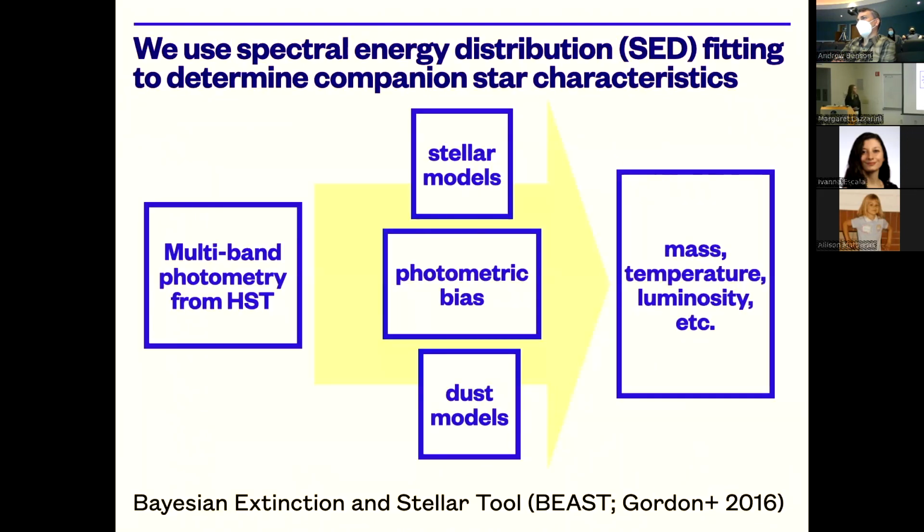What we then do is we take this multi-band photometry from HST, from the FAT and FATTER surveys, and we use SED fitting using the Bayesian Extinction and Stellar Tool, or the BEAST, which essentially uses a combination of stellar models, the photometric bias, which we measure by injecting artificial stars into our images and rerunning them through the photometry pipeline to understand how well we're measuring the photometry, and dust models as well, to try to back out the intrinsic properties of those stars based off of their magnitudes in the different HST bands.